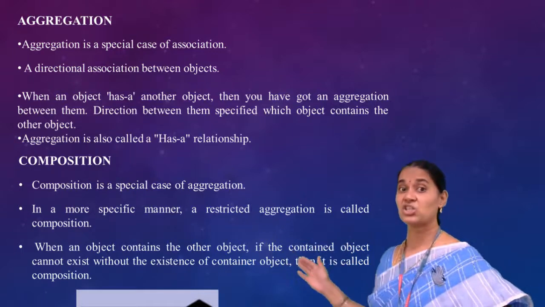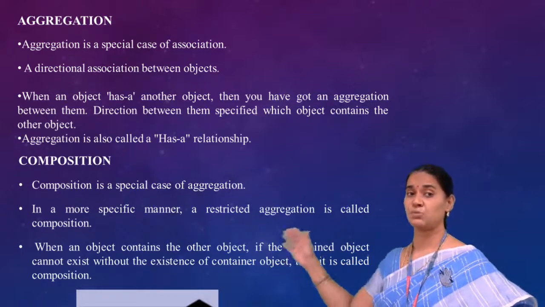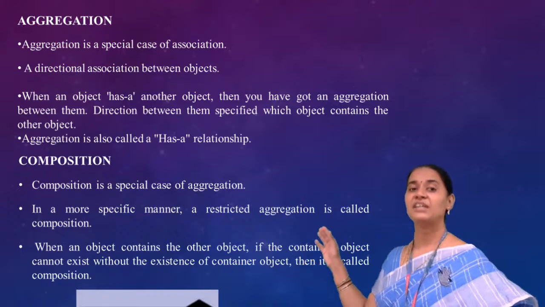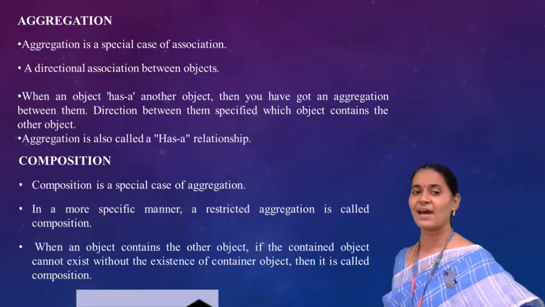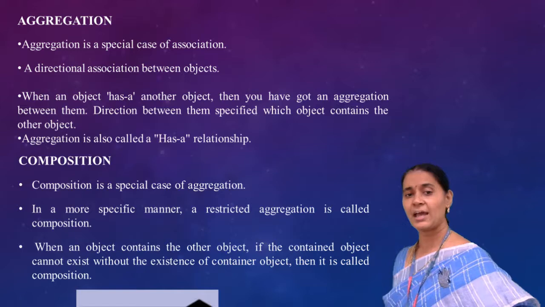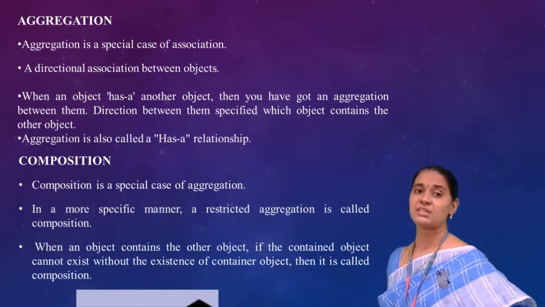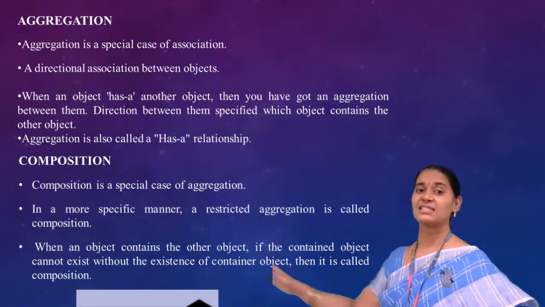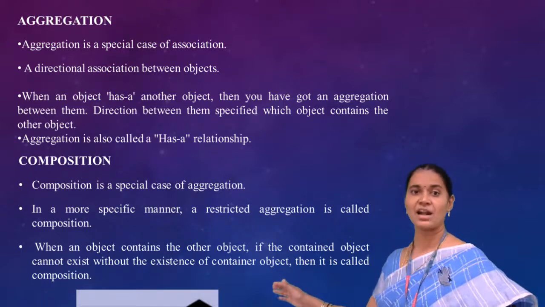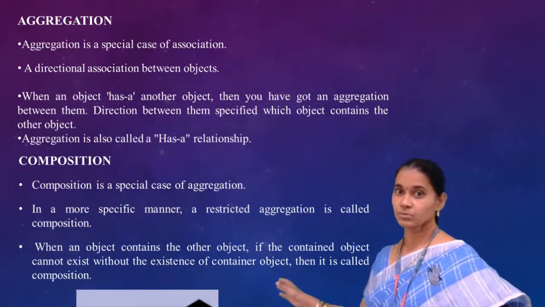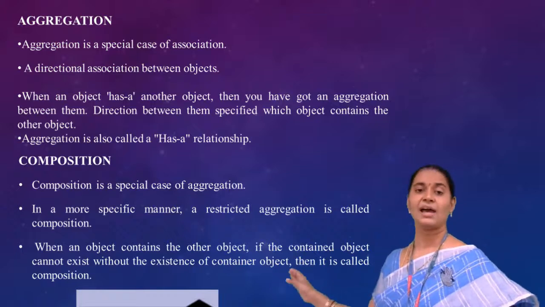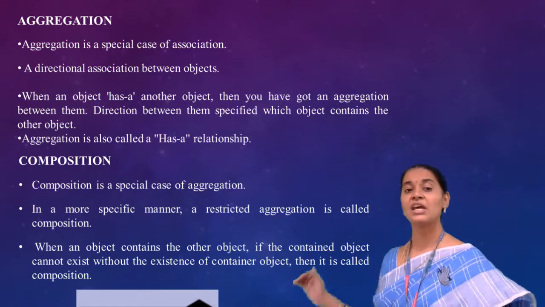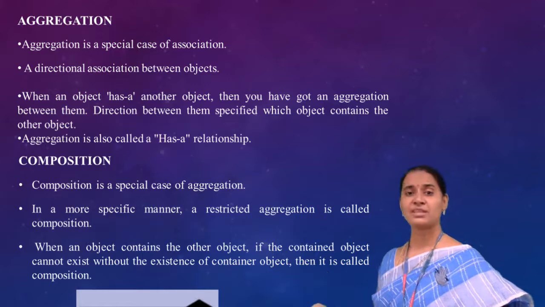It is a directional association. It is represented with the help of a direction, shown in the below diagram with a line followed by a diamond symbol or a rhombus symbol. This is the representation of an aggregation, and it is also called a has-a relation. That is called aggregation. About aggregation and composition, in the next slide, we will discuss with an example.